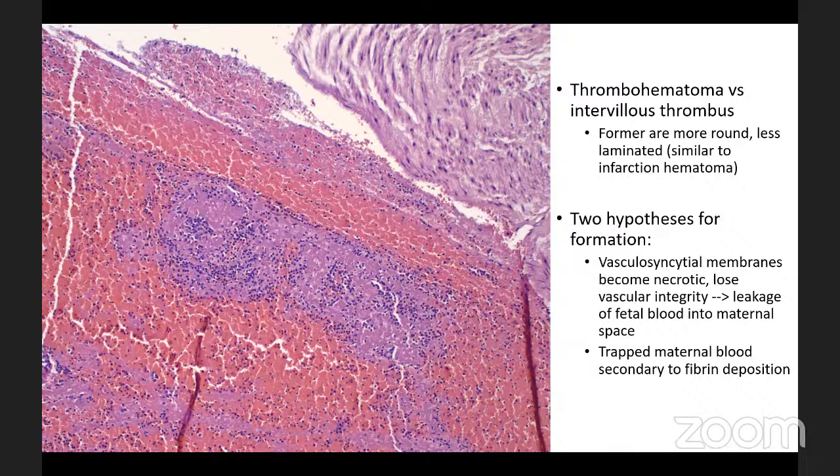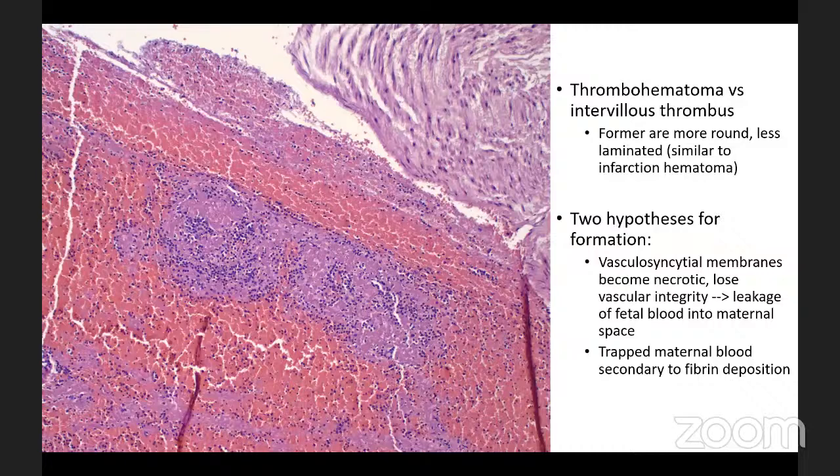So we first thought maybe it was the vasculosyncytial membranes losing their integrity through necrosis that led to a leakage of fetal blood into the maternal space. That's certainly a possibility. We didn't see a ton of nucleated red blood cells in these hemorrhages, so it wasn't definitive that that was what was going on, but that's one hypothesis.